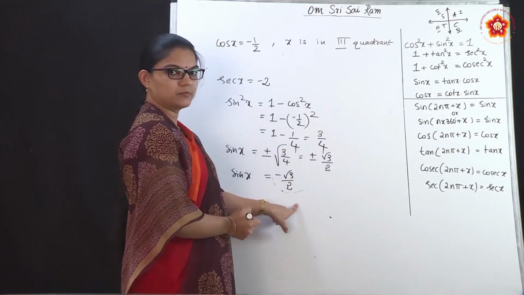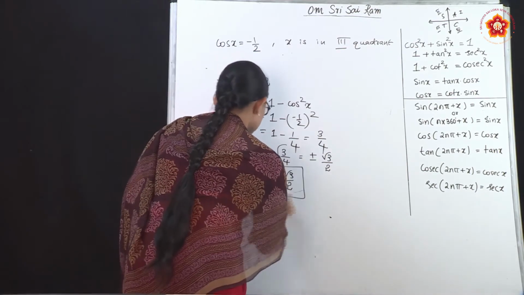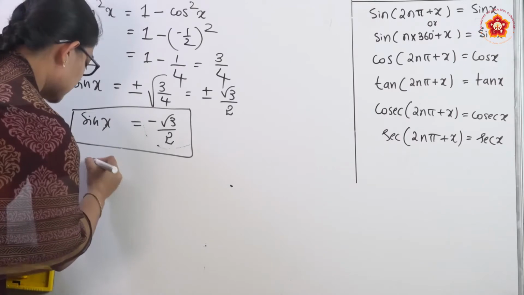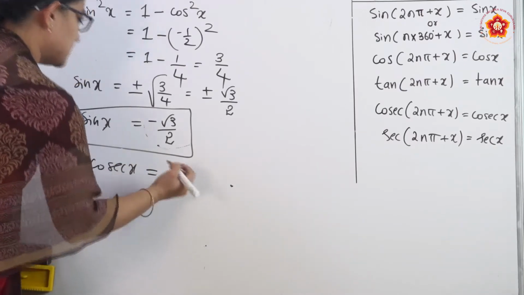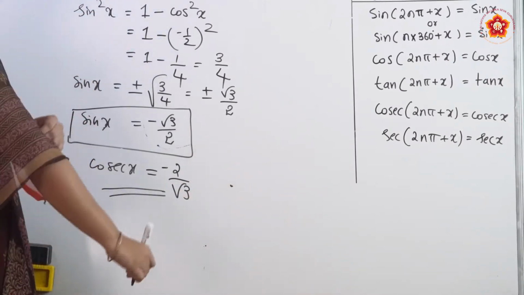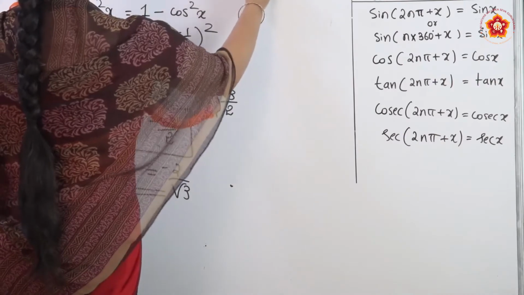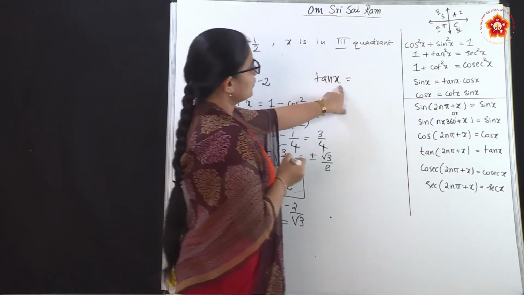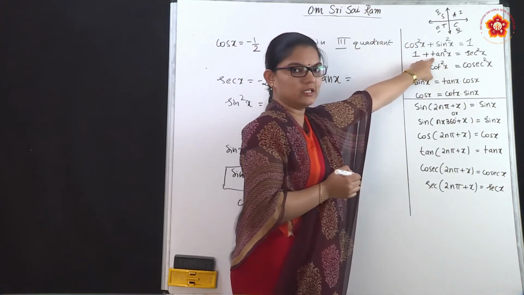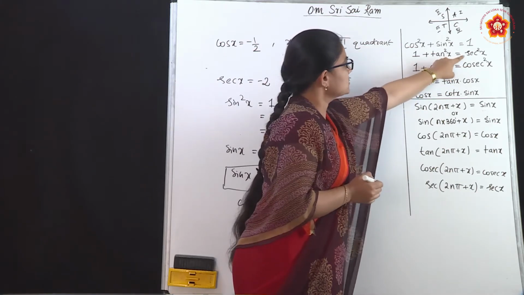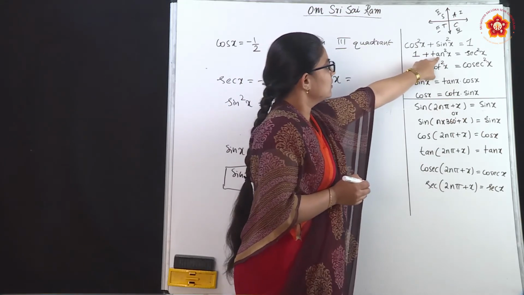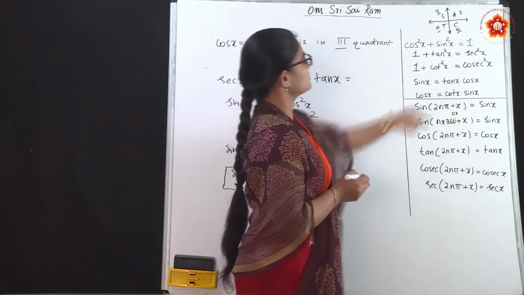Now, since you know the sin value, you can find its reciprocal. The reciprocal of sin x is cosecant x. So cosecant x is minus 2 by root 3. Now, in order to find tan x, what is the relation? You can use any of the relations connecting tan. You already know what secant x is. Secant square x is nothing but 1 plus tan square x. By using this relation you can find it, that is tan square x is secant square x minus 1, like that.